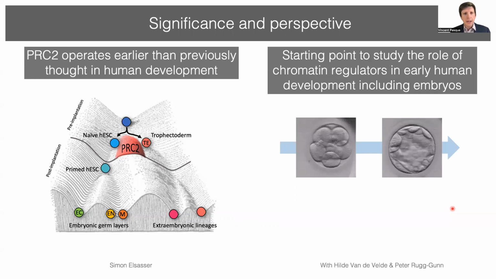And this data is also an exciting starting point for further studying the role of chromatin factors in early human embryogenesis, because now we have candidate factors that we can perturb and manipulate in the context of early human embryogenesis. And we are also pursuing these experiments not only in the context of stem cell embryo models, but also in human embryos directly.